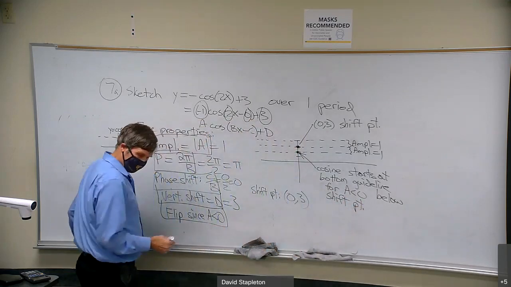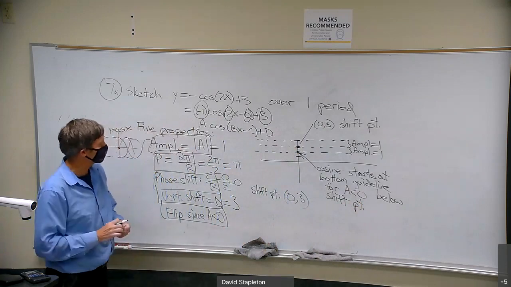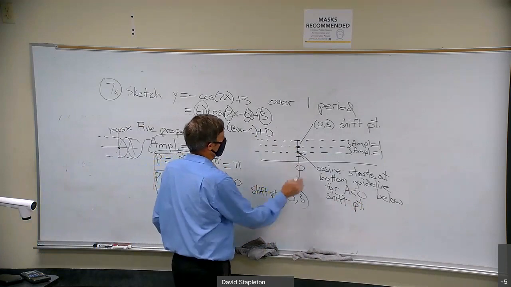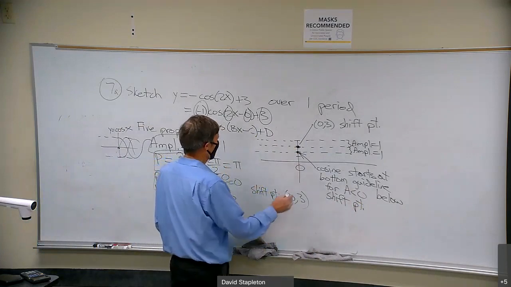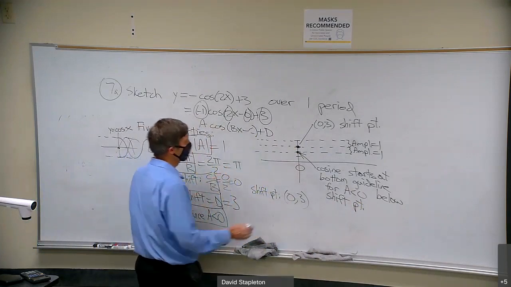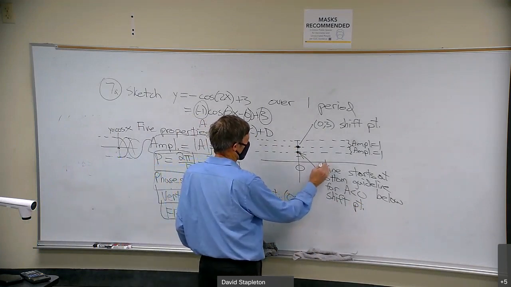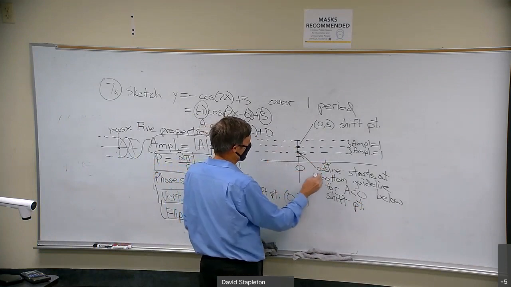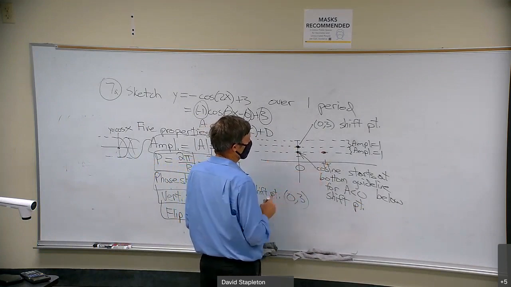Now I've got that part. The shift point is at x equals 0, so I go over 1 period. What's the period? It's pi. So maybe I'll put it here or something. It doesn't have to be scaled the same on both axes, I don't care. You should have the same y value 1 period later.